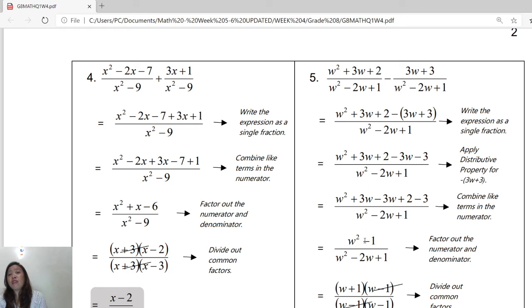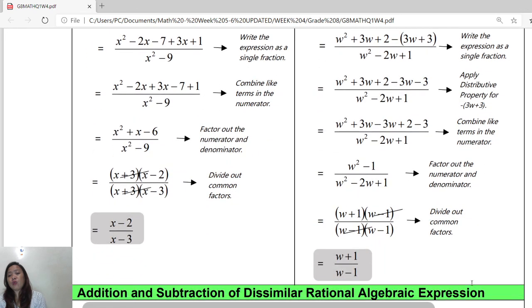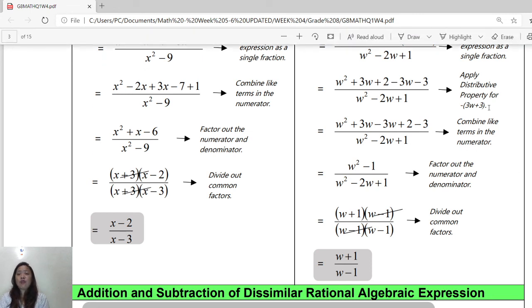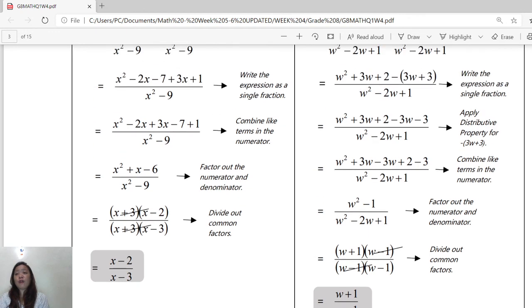The numerator can still be factored, and that is a difference of two squares: the factors are w plus 1 and w minus 1. The denominator can also be factored because it is a perfect square trinomial, the square of a binomial: w minus 1 and w minus 1. Cancel out w minus 1, therefore what is left is w plus 1 over w minus 1. That is for similar fractions. We will discuss later on the dissimilar rational algebraic expressions. Have a good day ahead. Thank you.